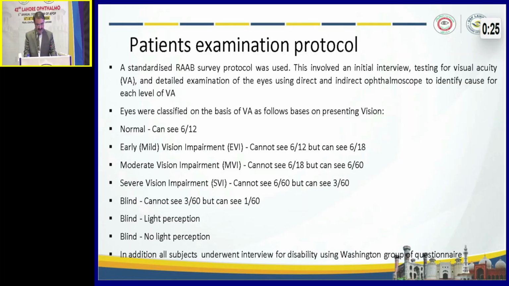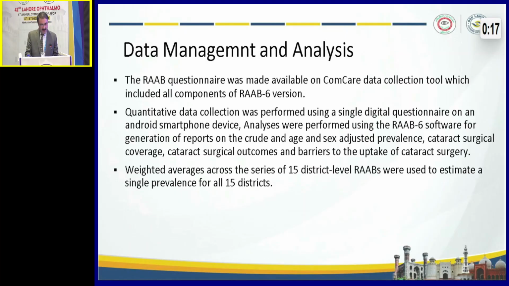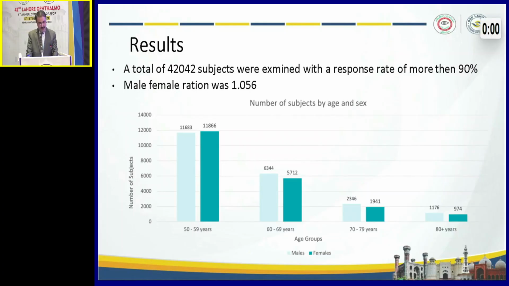In addition, all the subjects underwent an interview for disability using the Washington Group questionnaire. The RAB questionnaire was made available on the CommCare data collection tool, which included all the components of the RAB 6 version. Quantitative data collection was performed using a single digital questionnaire on an Android smartphone. Analysis was performed using the RAB 6 software for the generation of the report on the crude and age- and sex-adjusted prevalence, cataract surgical coverage, cataract surgical outcomes, and the barriers to the uptake of cataract surgery. A weighted average across the series of 15 district-level RABs was used to estimate a single prevalence for all 15 districts.